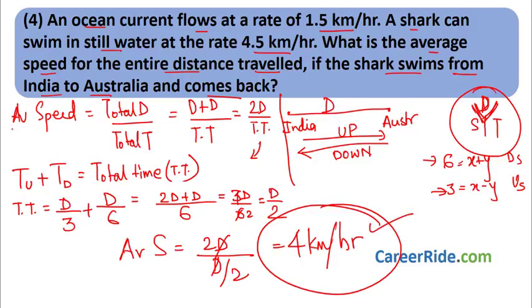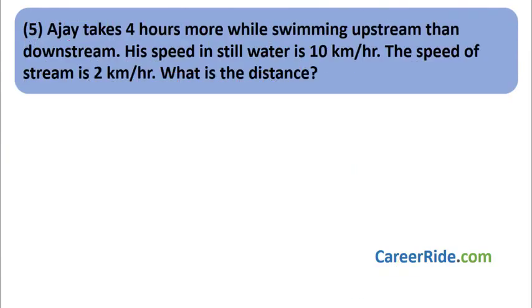See how easily we solved the average speed sum, even if it is not speed, just speed distance time. Even though we had boats and streams, that is we have to consider the ocean current speed and the shark speed, we still found out average speed very easily. Moving on. Question number 5.